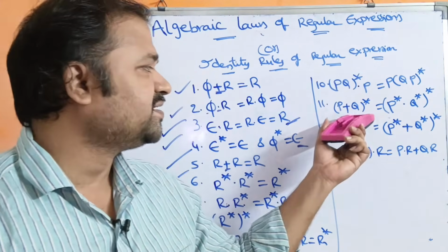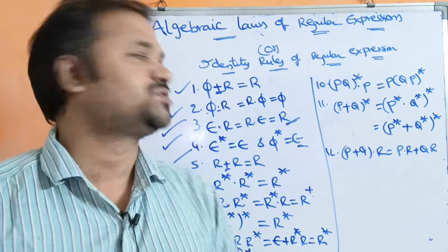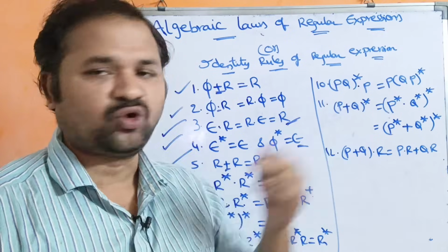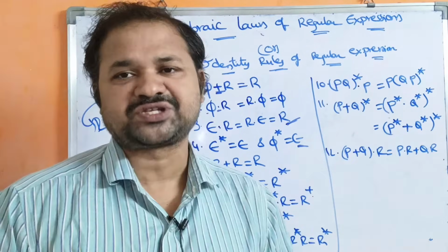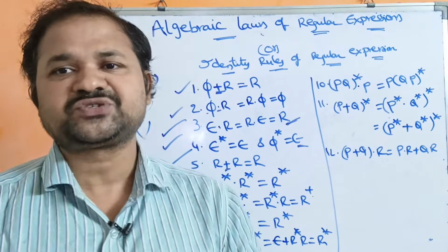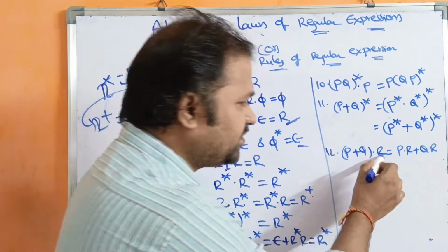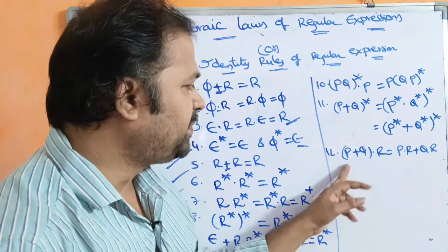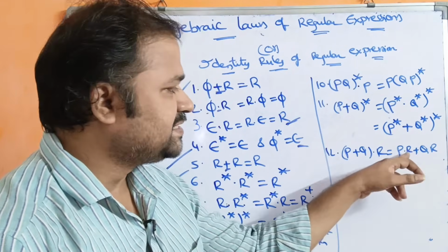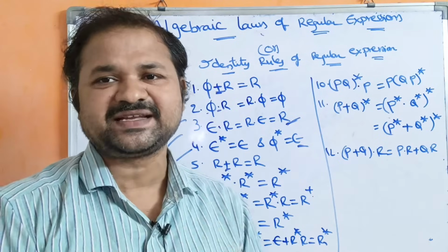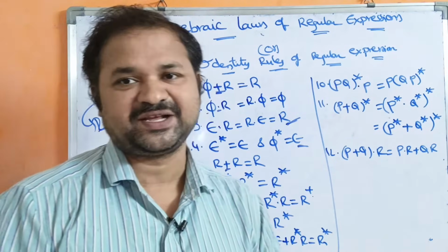Let us see the next one. (P plus Q) whole star is equal to (P star Q star) whole star. And this can also be written as (P star plus Q star) whole star. Let us see the last one. (P plus Q) into R is equal to, let us perform the multiplication, P into R concatenation, P into R plus Q into R. This dot means multiplication, which is nothing but concatenation, whereas plus is nothing but the union operation.